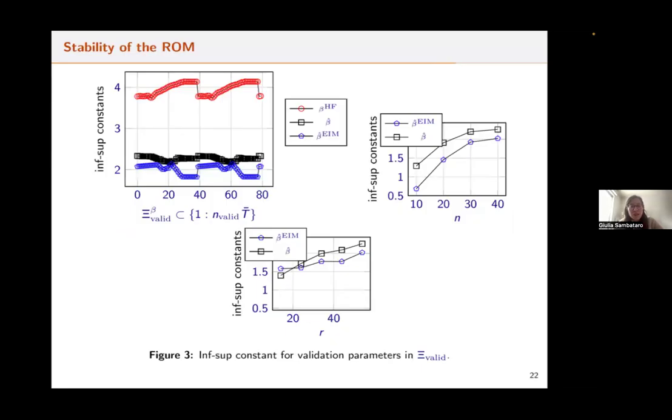Here I'm showing some results on the stability of the reduced order model. Basically, I computed the high fidelity and the reduced inf-sup constants for different values of out-of-sample validation parameters, and I observed that there is no degradation of the reduced constant with respect to the high fidelity one. Also, for a smaller number of primal and dual reduced basis dimensions, you basically have smaller values but the same order of magnitude. So I'm a bit lucky in this application, and I don't need further work on basis enrichment.